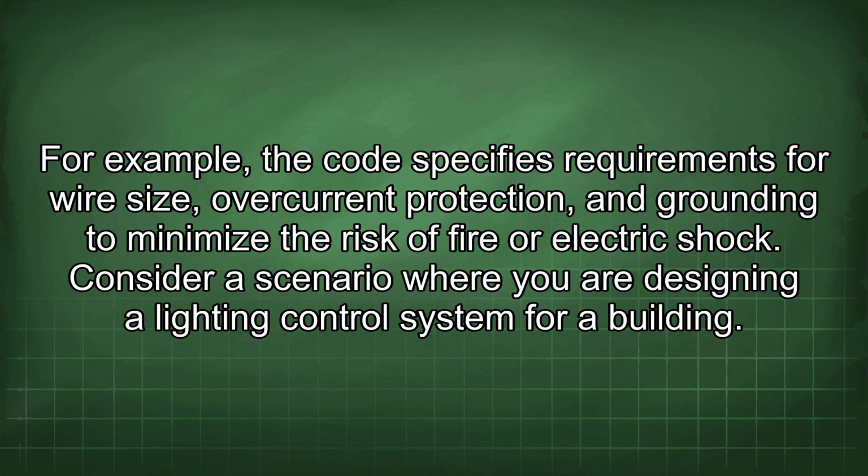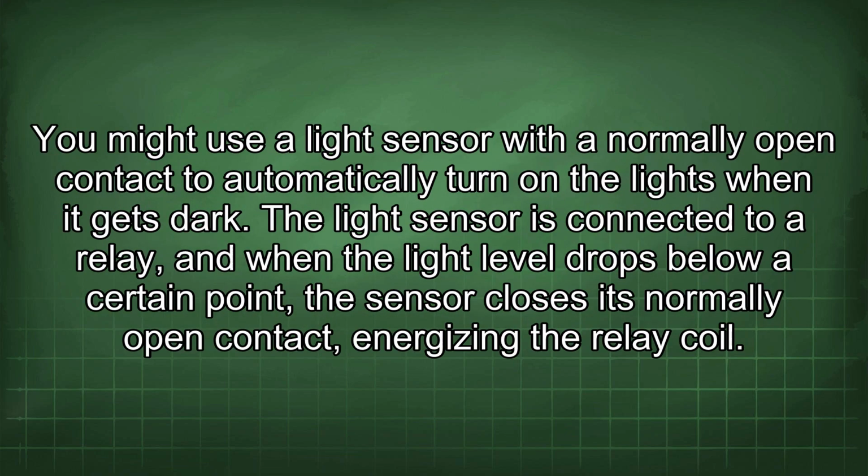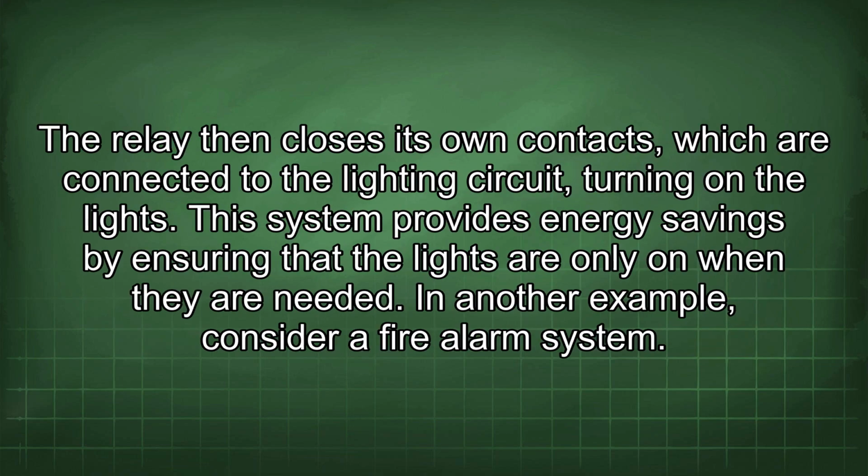Consider a scenario where you are designing a lighting control system for a building. You might use a light sensor with a normally open contact to automatically turn on the lights when it gets dark. The light sensor is connected to a relay, and when the light level drops below a certain point, the sensor closes its normally open contact, energizing the relay coil. The relay then closes its own contacts, which are connected to the lighting circuit, turning on the lights. This system provides energy savings by ensuring that the lights are only on when they are needed.